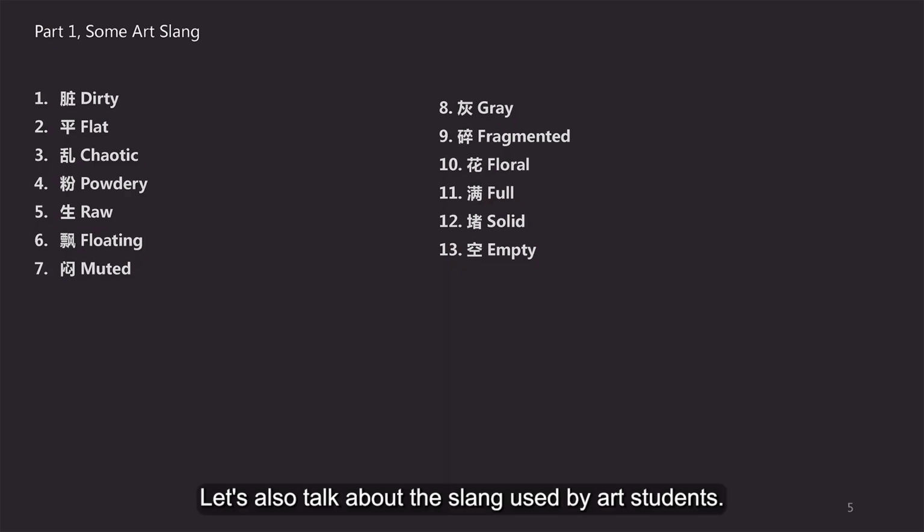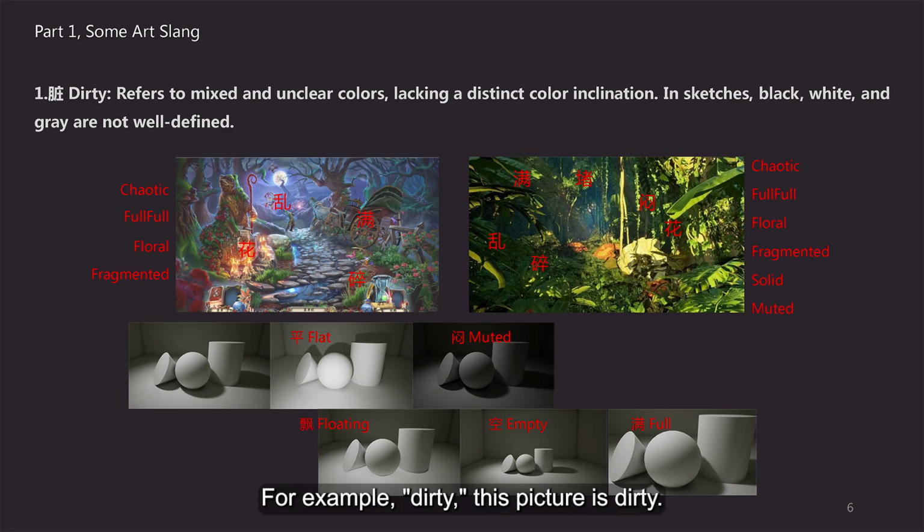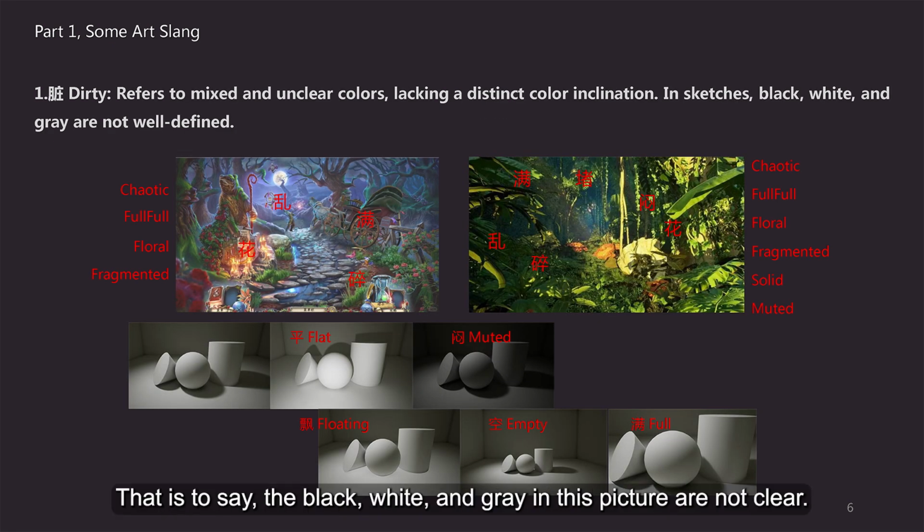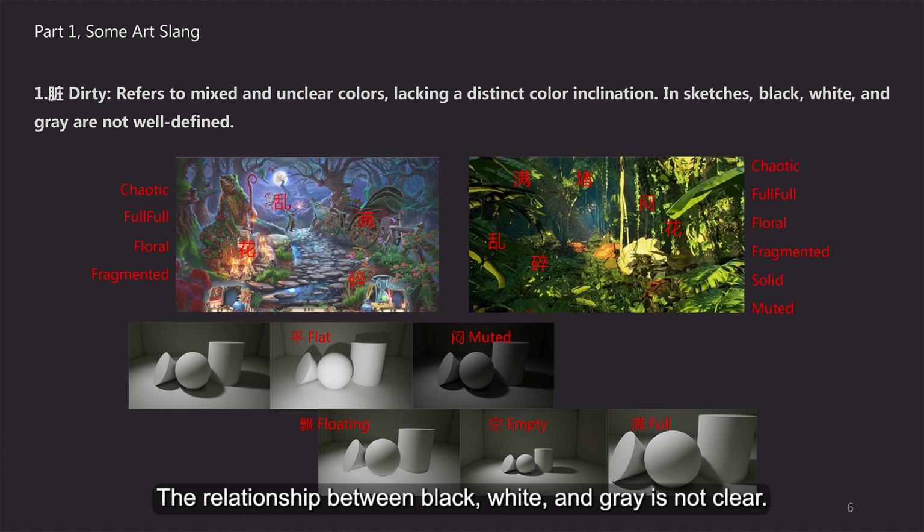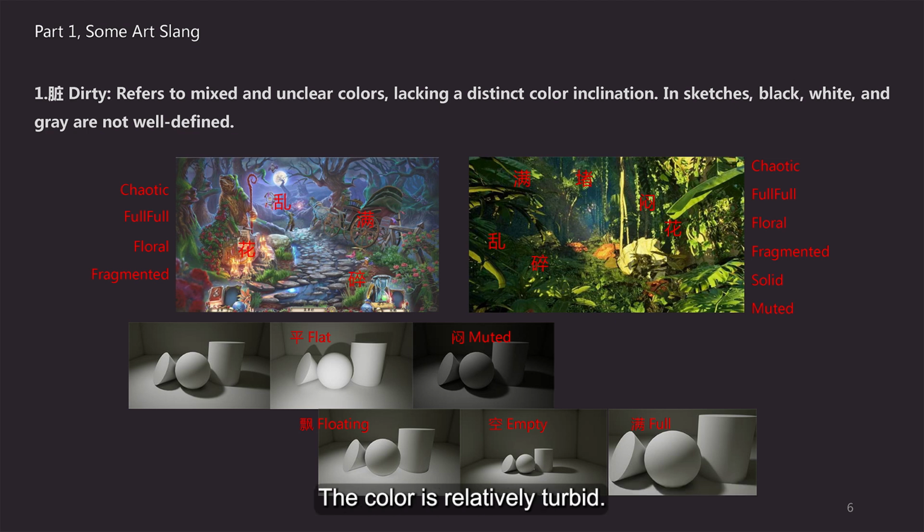Let's also talk about the slang used by art students. These are some of the adjectives we use most often. For example, dirty, this picture is dirty. That is to say, the black, white, and gray in this picture are not clear. The relationship between black, white, and gray is not clear. The color is relatively turbulent, lacking a clear color tendency.